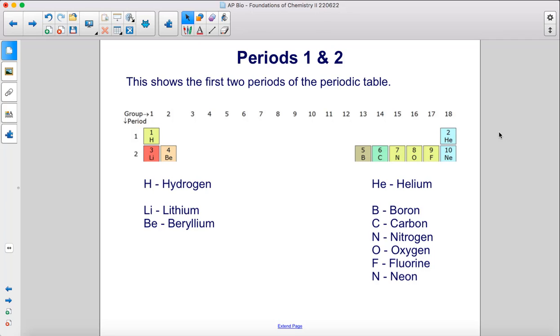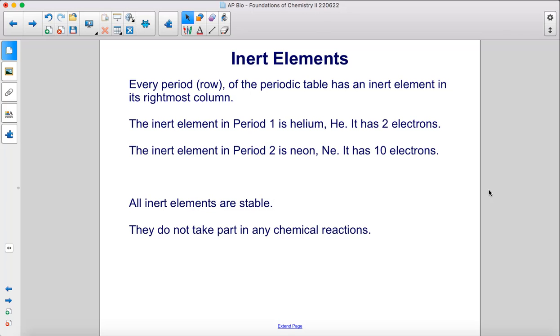This shows the first 2 periods of the periodic table. We have hydrogen, helium, lithium, beryllium, boron, carbon, nitrogen, oxygen, fluorine, and neon. Every period or row of the periodic table has an inert element in its rightmost column. The inert element in period 1 is helium. It has 2 electrons. The inert element in period 2 is neon. It has 10 electrons. All inert elements are stable. They do not take part in any chemical reactions.